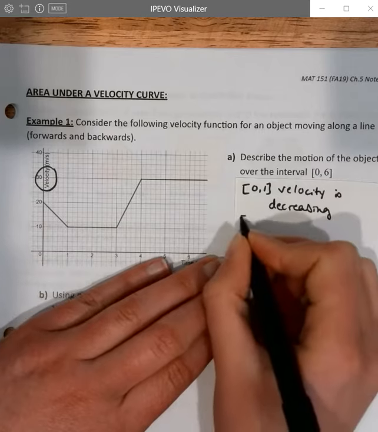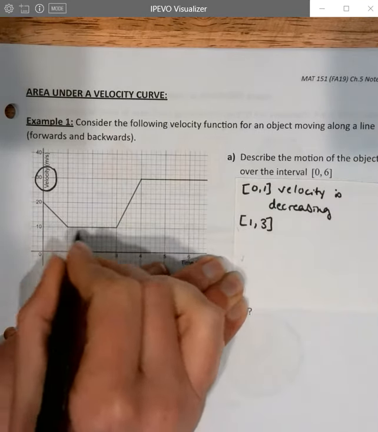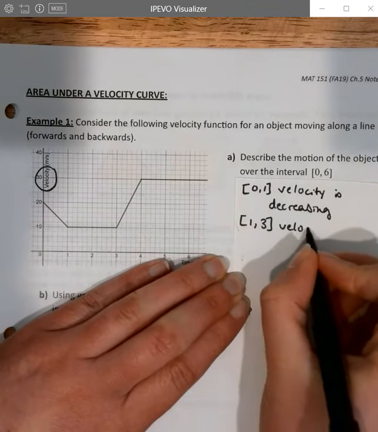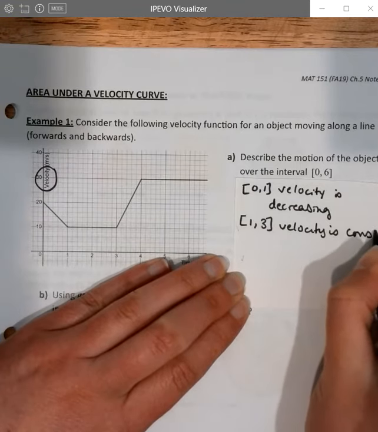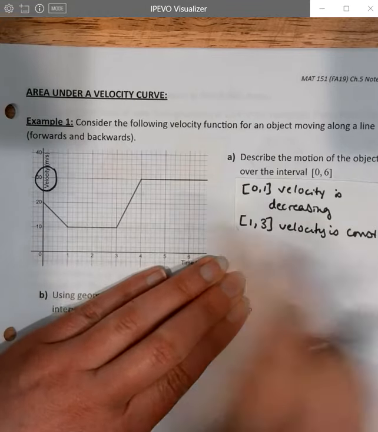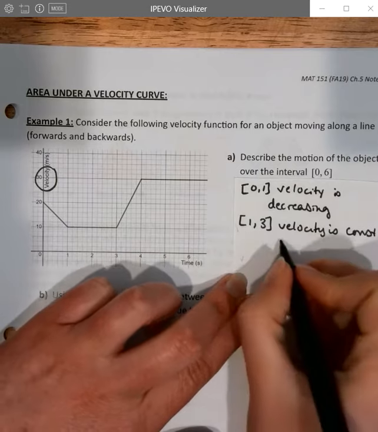And then on the interval from 1 to 3, the velocity is going to stay the same, so it's constant. We can even be a little more specific. I don't know the units, meters per second. So it is specifically 10 meters per second.